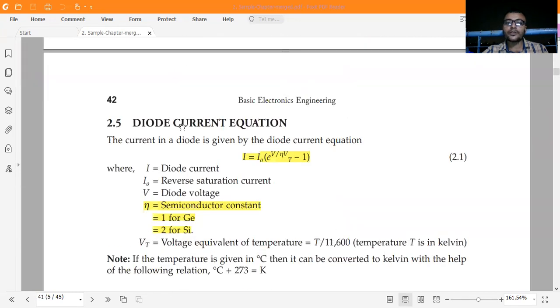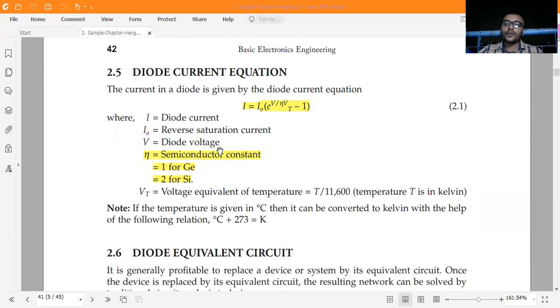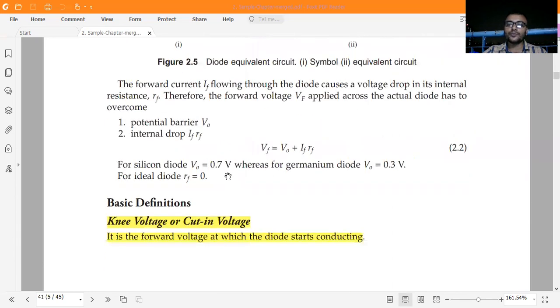The diode current is defined as I = I0 (e^(V/(η Vt)) - 1), where it is a non-linear equation. It is exponentially increasing function, and for germanium, the eta value is 1, and for silicon, its value is 2.